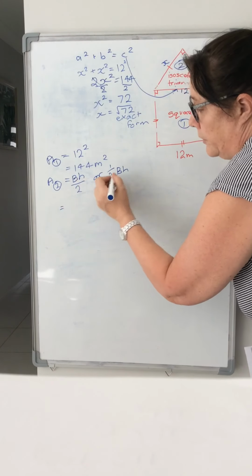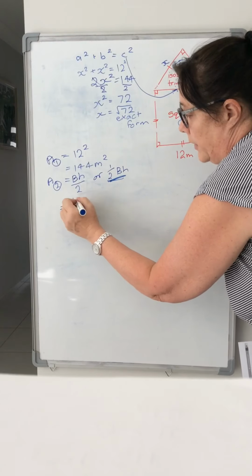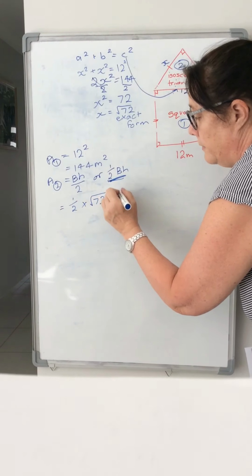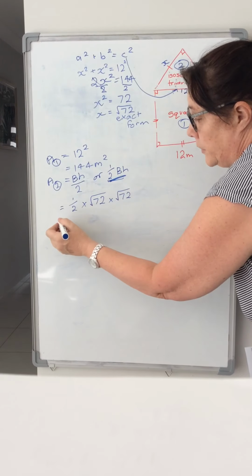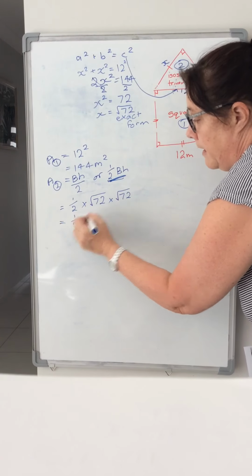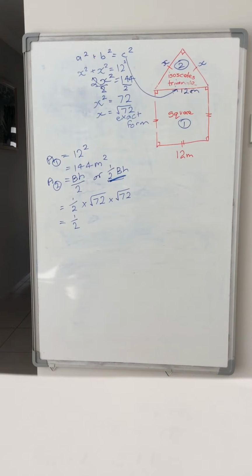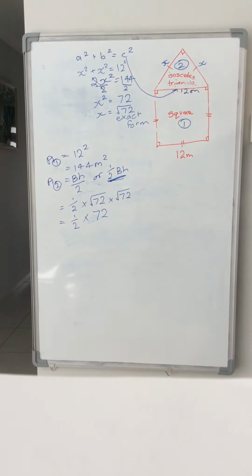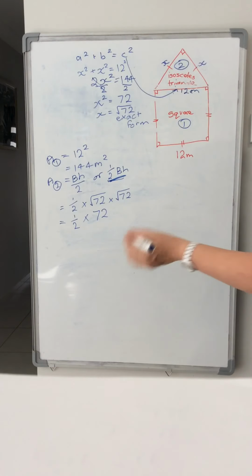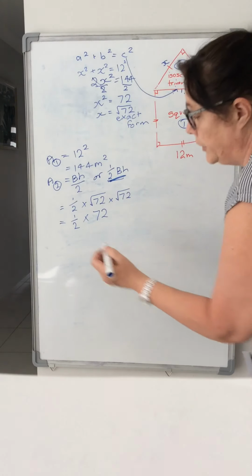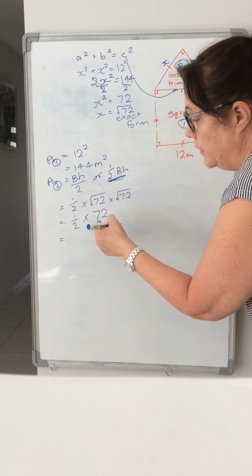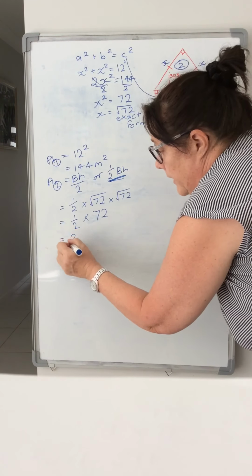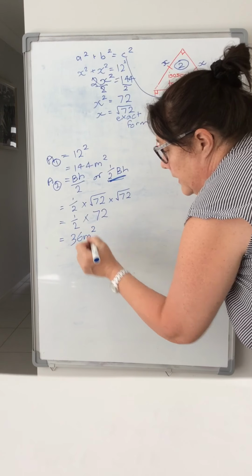So this is what we would do. We use the formula this way. We can go a half times the square root of 72 times the square root of 72. Okay, the square root of 72 times the square root of 72 is simply 72. You can put that in the calculator, or hopefully you remember that from last year. So you just know that you just take the square root sign away. And then finally, a half of 72 is 36 metres squared.